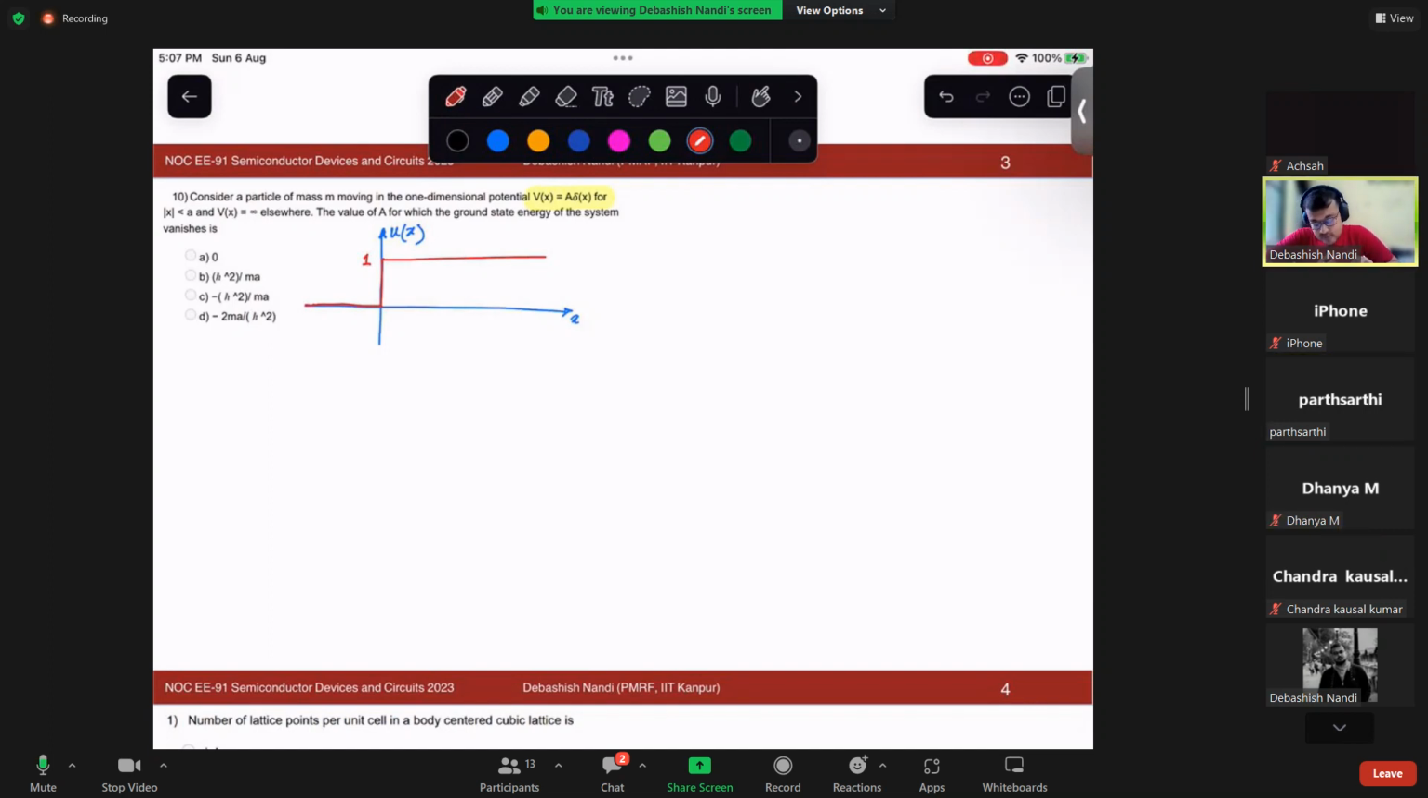Okay, let's go one by one. This is a unit step function, right? You must have studied it in your signals and systems course. It's infinity at x equal to 0, right? But let's go step by step. This is the function I have drawn. It is a unit step function. Are you aware of this function? Yes, sir. Okay.